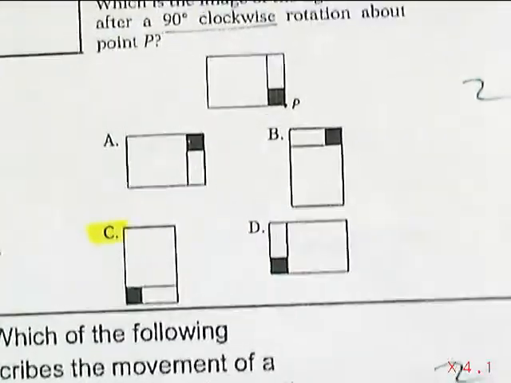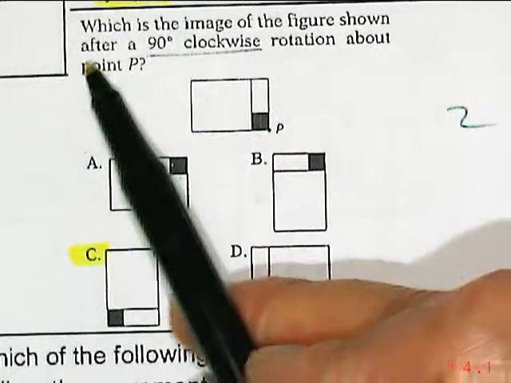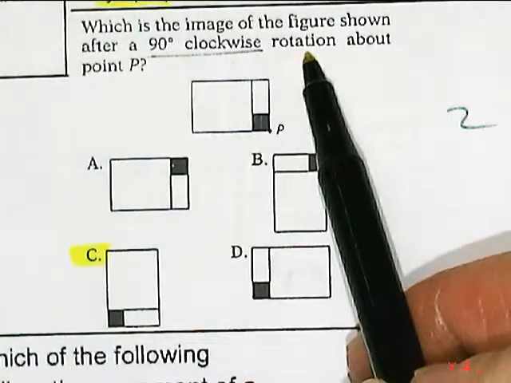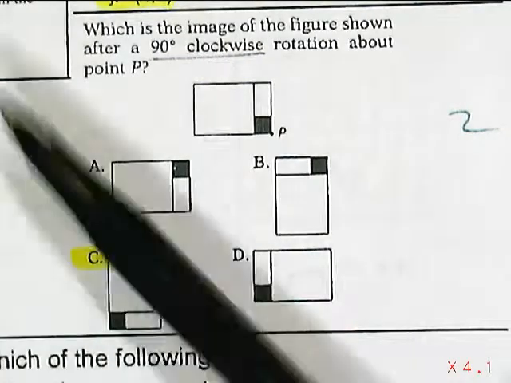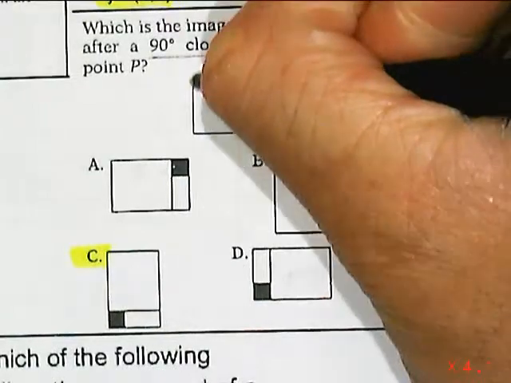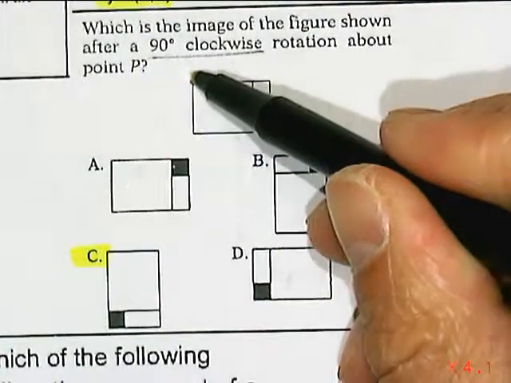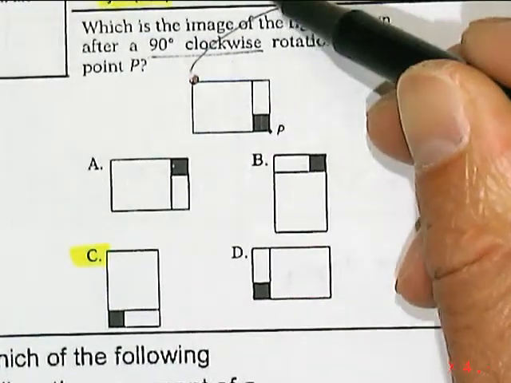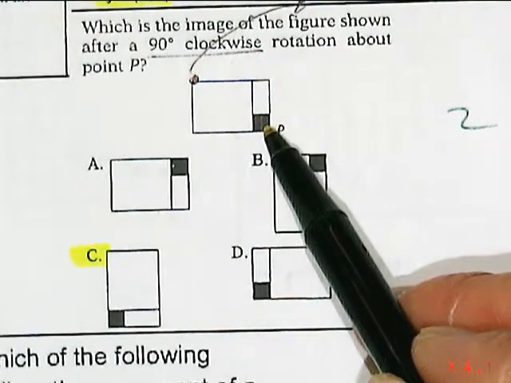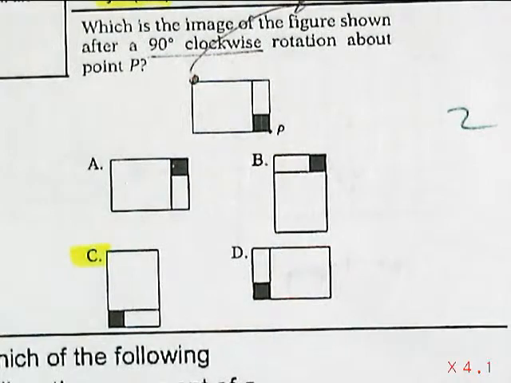Question number 9. Which is the image of a figure shown after a 90 degrees clockwise rotation? So clockwise meaning you can just look at a clock, it's going towards the right. If you can imagine that point right there is going to go up and it will be up to the top. And that black square will be in the bottom left, and that is letter choice C.